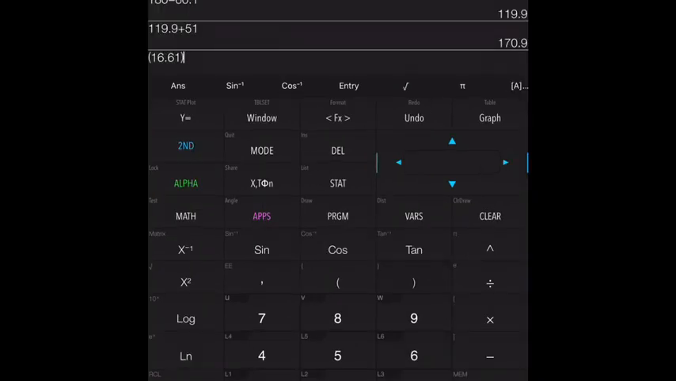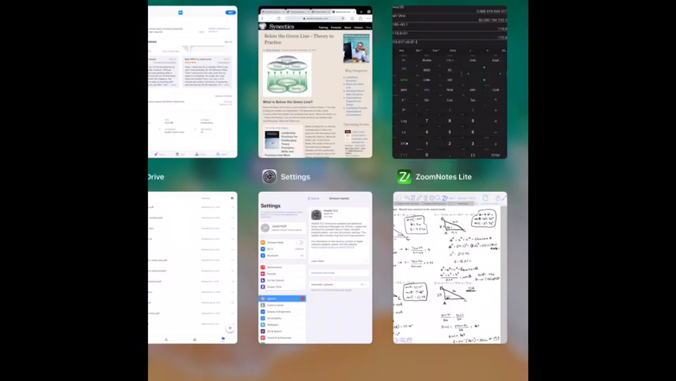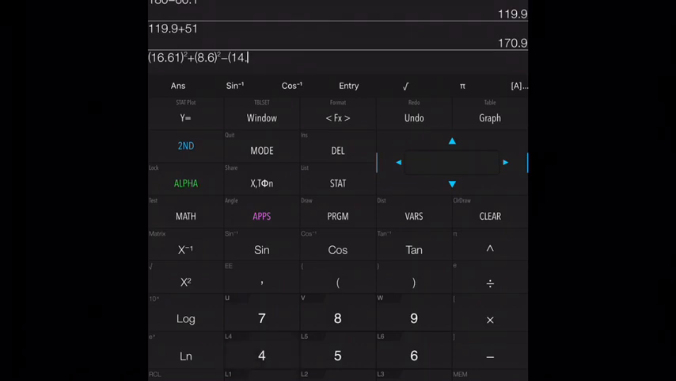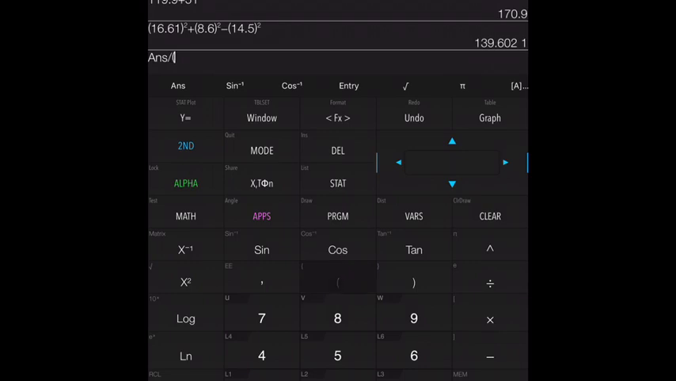Okay, so we need 16.61 squared plus 8.6 squared minus, b here is 14.5. And divide that by 2 times a times c. So again, all in parentheses, 2 times a times c.